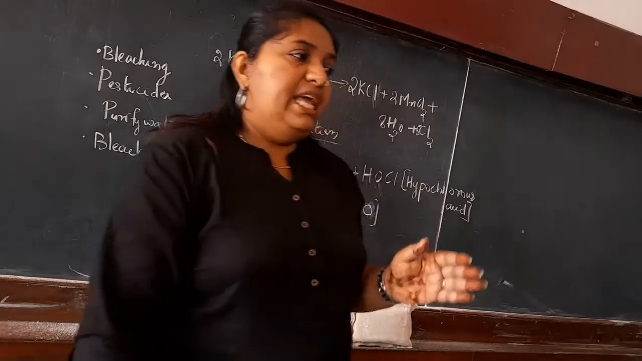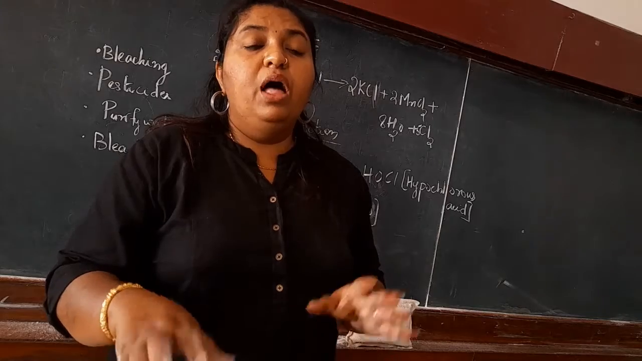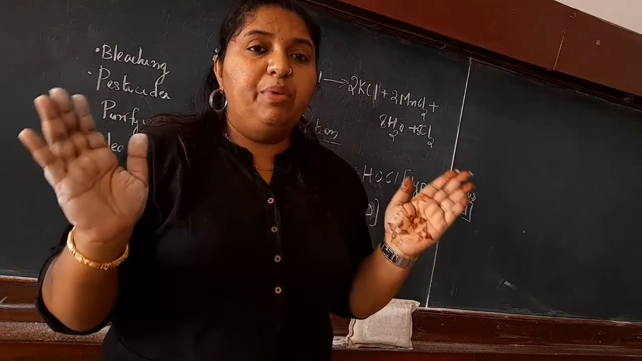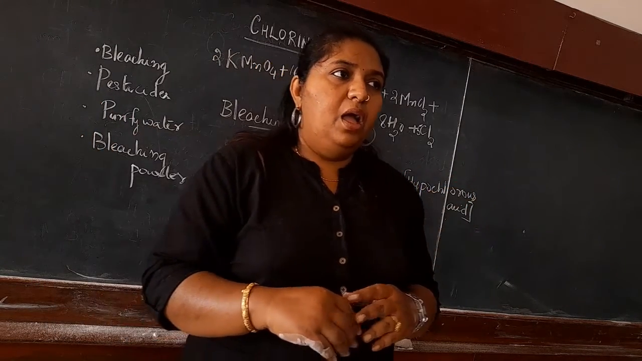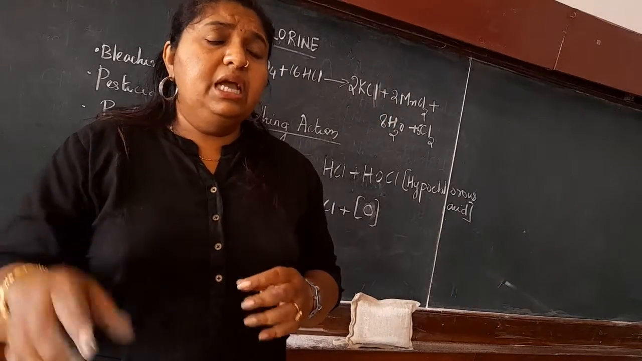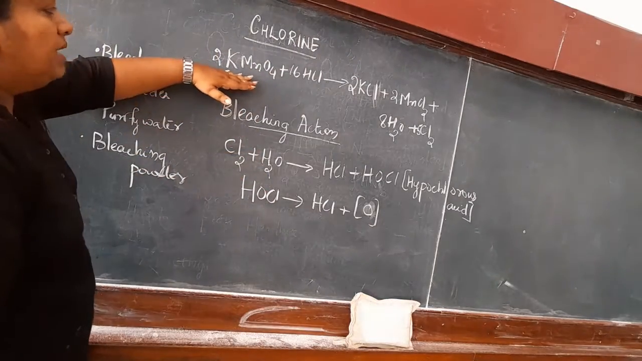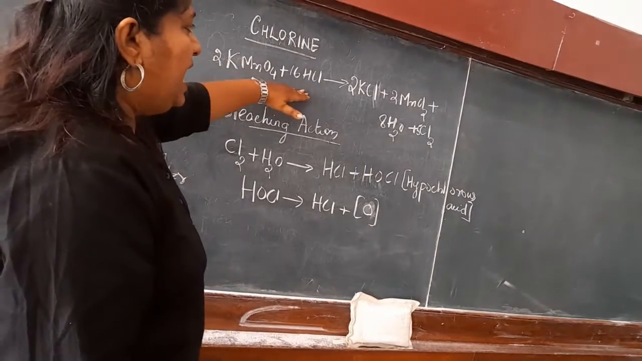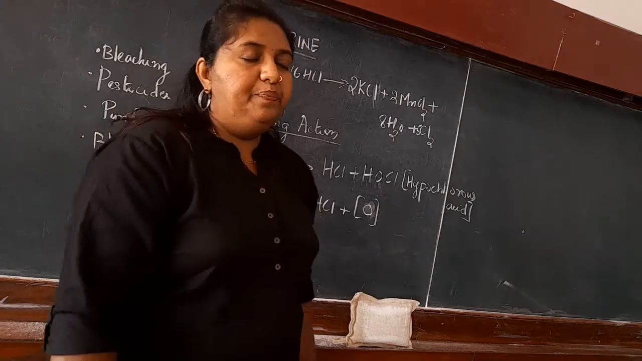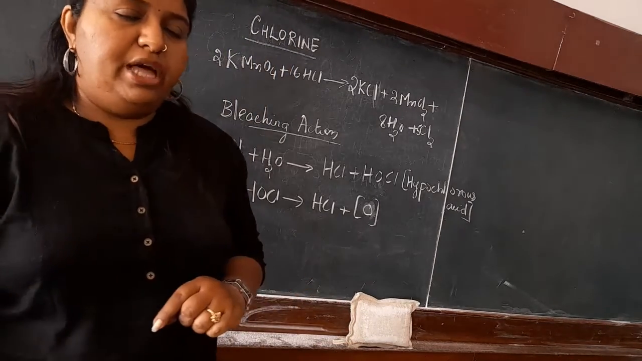Here we are going to see in your textbook, you have a picture of how chlorine is prepared in the laboratory. In that we take a round bottom flask. In that round bottom flask, we are adding potassium permanganate and concentrated HCl, isn't it? After that, two conical flasks are kept there.